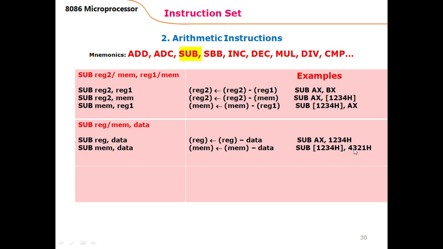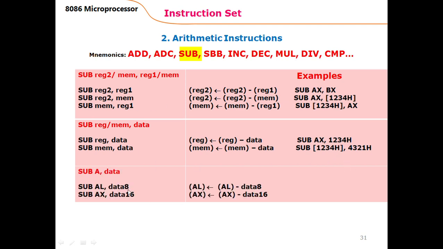For example, 432H is a 16-bit value, and this 16-bit value is subtracted from the 16-bit content in the data segment memory location addressed by this offset address, and the result is stored back into the same memory location.